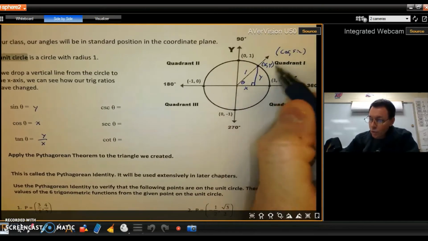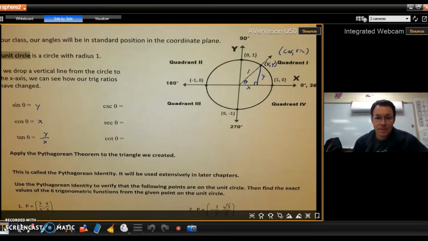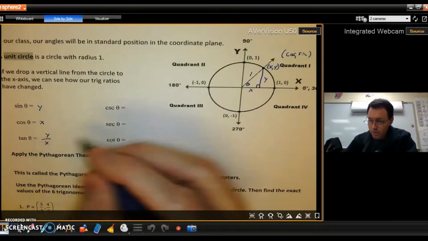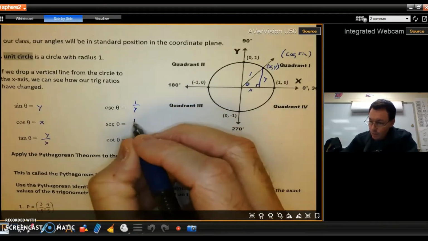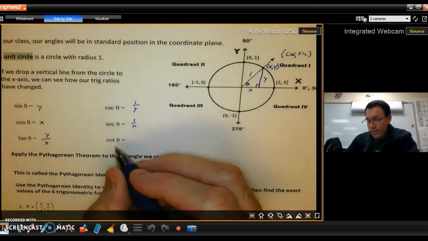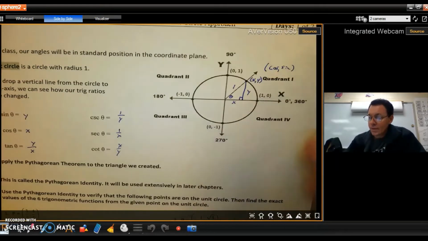So again, if I have this ordered pair, I would just take this number divided by that number, and that's my answer. Okay? And then the cosecant, secant, and the cotangent are just going to be the reciprocals of these. So cosecant would be 1 over the y, secant would be 1 over the x, and the cotangent would be x over y.